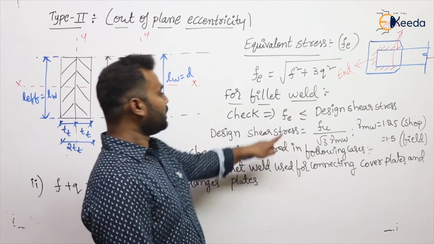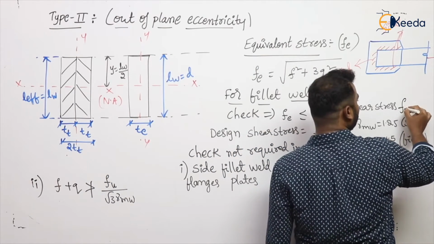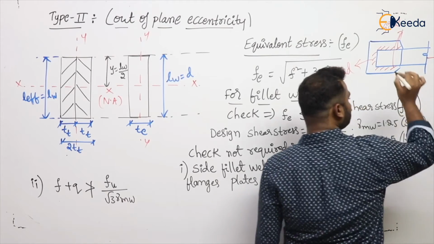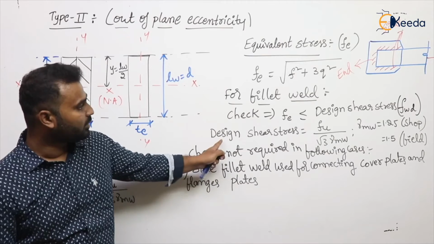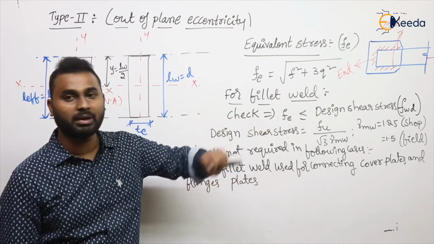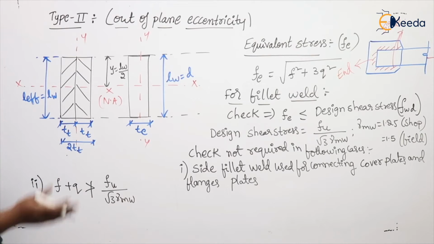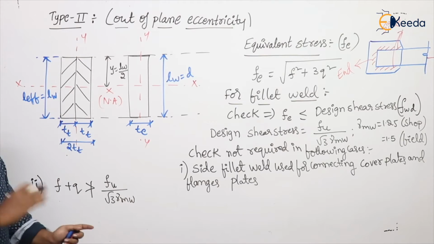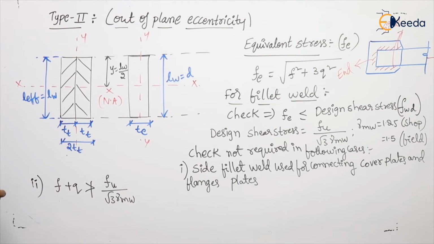Actually, the check is that equivalent stress should be less than or equal to design shear stress. Basically, we represent it with FWD, the design shear stress in the fillet weld. That FWD is nothing but Fu by root 3 into gamma mw. Now this check is not required in these two cases. Is that clear? So first you take it down. Later we will see the check and the exceptions of that check for butt weld. So first you take it down.